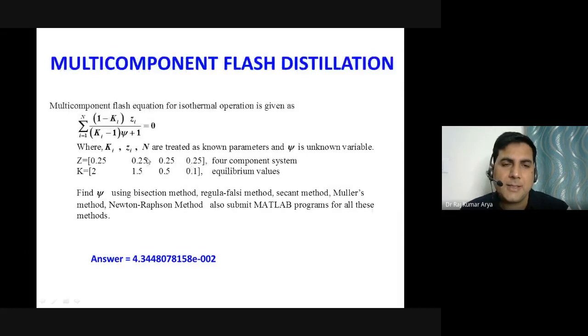So in the last class, I gave you this one, multi-component flash distillation. This is one of the examples of nonlinear equations in chemical engineering. So far you did it by all these methods, and programming is left so that you will think about it later.